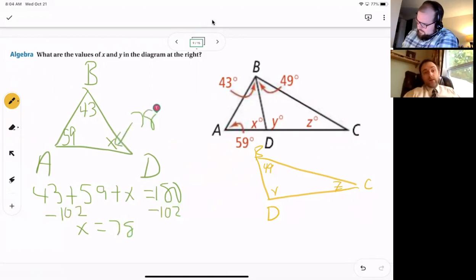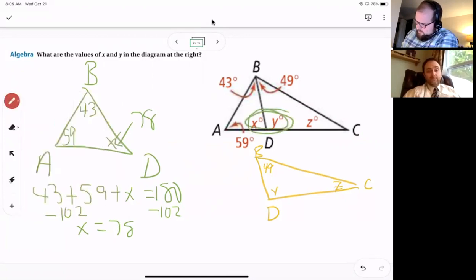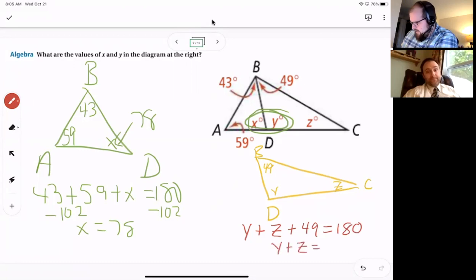And then I'll help you out because I don't want you to get scared. There's a relationship there between X and Y. I'm going to get scared first because I'm going to do the same thing you did. Y plus Z plus 49 equals 180. I can move the number. So Y plus Z equals 180 minus 49, which is 131.